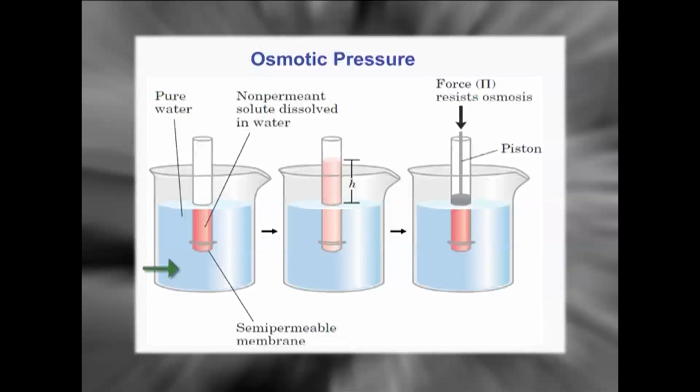Like you can see in this setup, we have kept pure water in this beaker and we have dipped a tube inside. This tube is sealed at this end with a semi-permeable membrane, and we have filled this tube with a solution. The level of the solution initially is kept at the same level as the water in the beaker. Now with time, water molecules will pass through the semi-permeable membrane and enter the tube, resulting in an increase in the height of the solution along the tube.